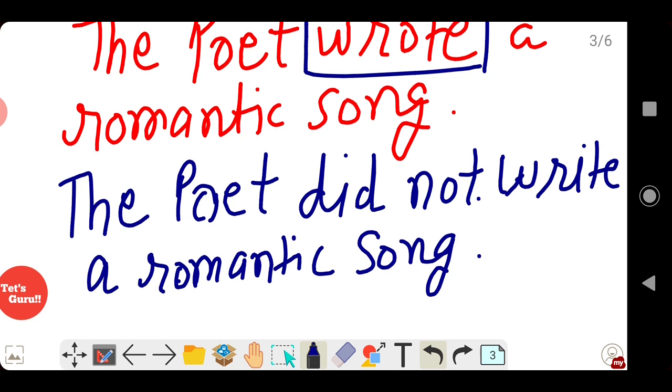Very easy. The poet did not write a romantic song. And as always, we have the short form of the auxiliary verb. In this case, did not becomes didn't. It is actually did not, but many times we tend to say didn't, or you must have heard about this. But it is the short form.